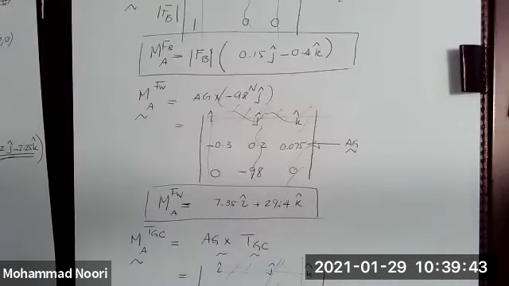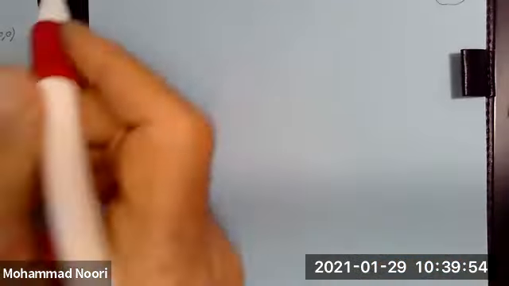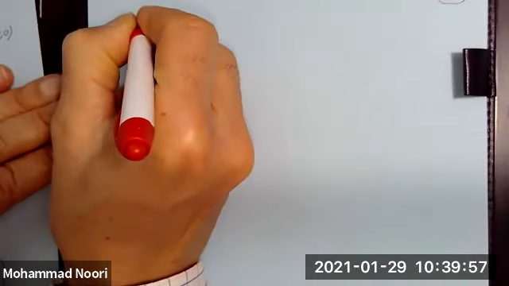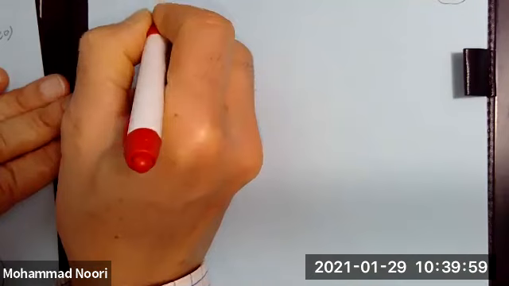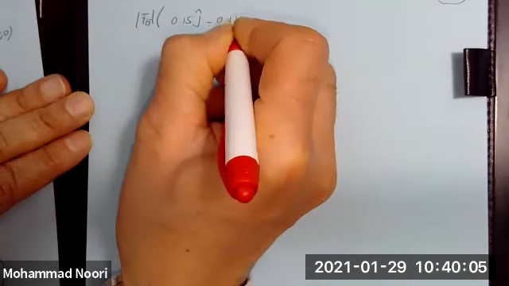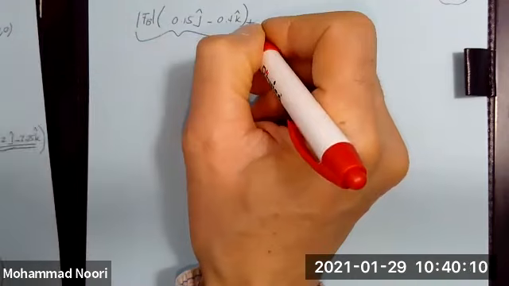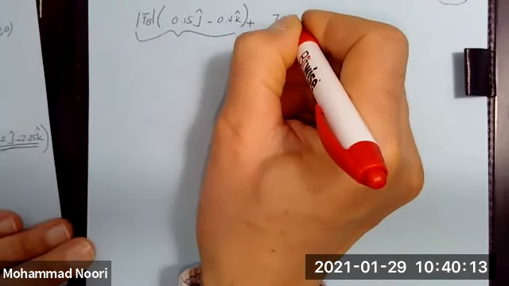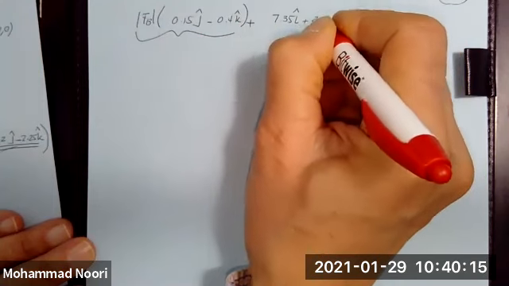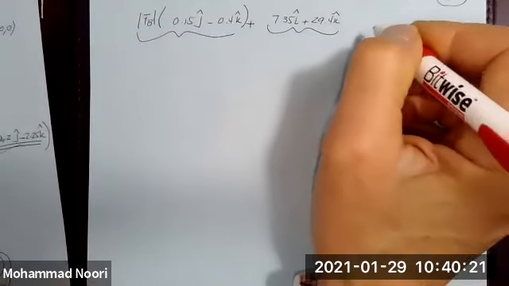And I will write them down here, rewrite them. So I need to write, okay, the sum of these equal to 0. So the first equation is FB times 0.15J minus 0.4K. That is the first moment, plus the second one is 7.35I plus 29.4K. This is the second moment equation.